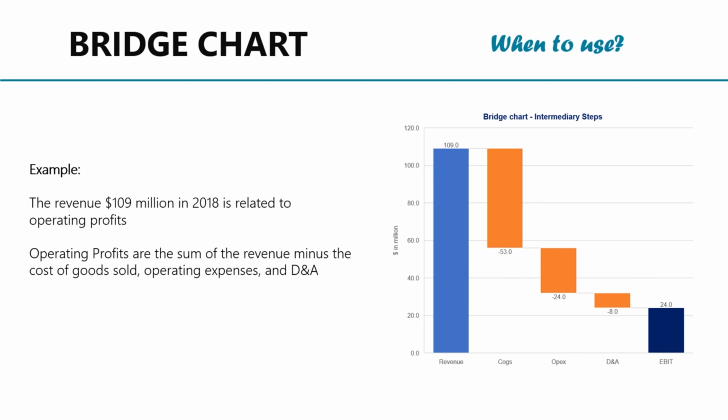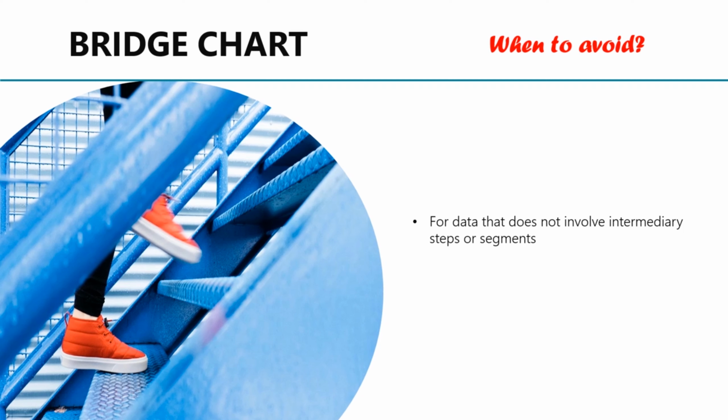Operating profit equals revenue minus cost of goods sold minus operating expenses minus D&A. There are 3 intermediary steps between revenues and operating profit. A bridge chart allows us to show the impact of each of these steps. Very nice, right?